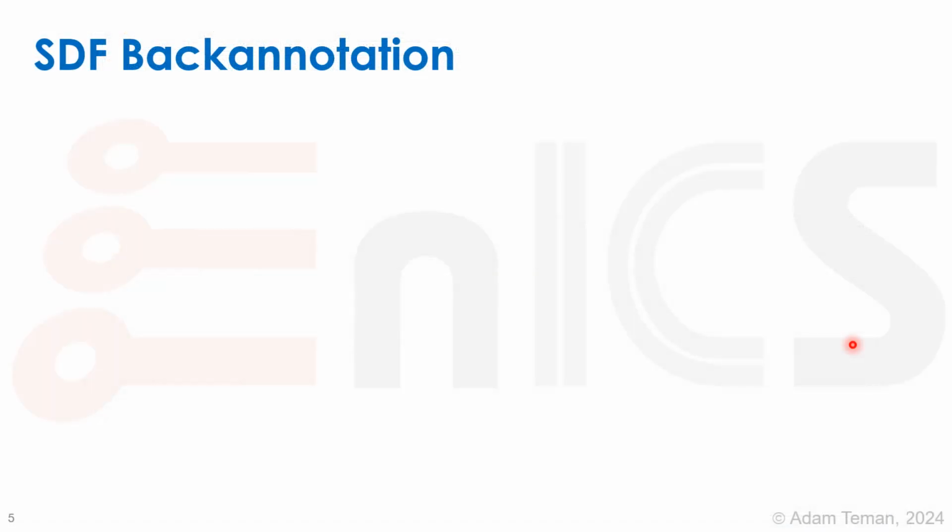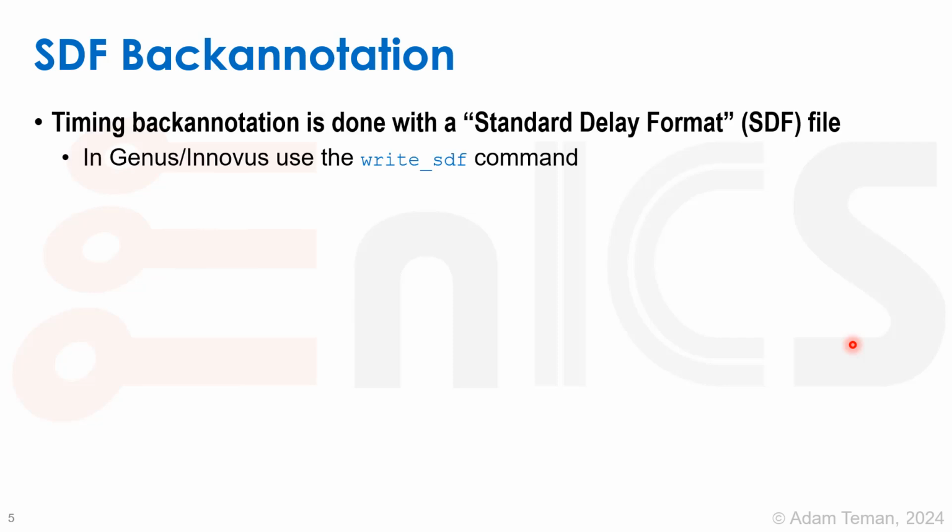So let's discuss SDF back annotation. Timing back annotation is done with what we call an SDF file, which stands for standard delay format. In Genus and Innovus, we're going to use the write SDF command to write out this standard delay format, and that's going to come from the extraction and timing analysis that we did. In synthesis, it's going to spit out all of the cell delays that we figured out during static timing analysis. After place and route, it will also have the wire delays that we got from parasitic extraction.